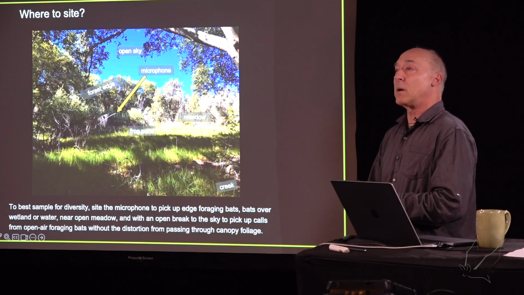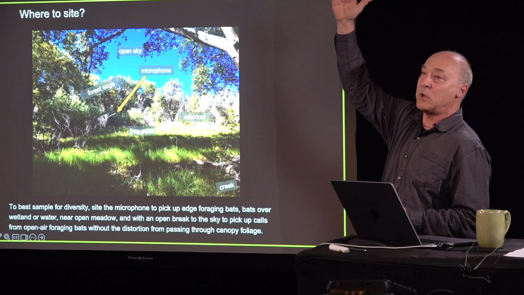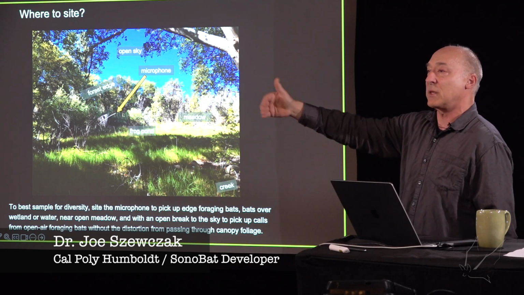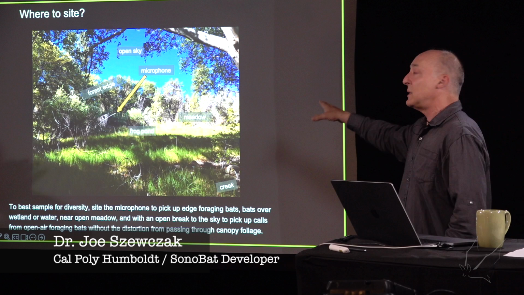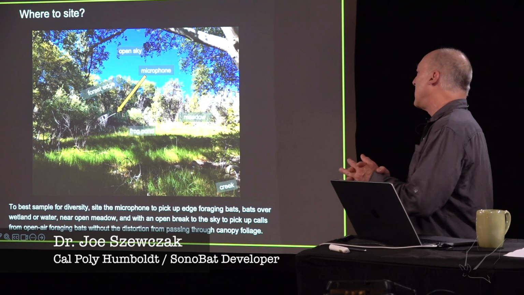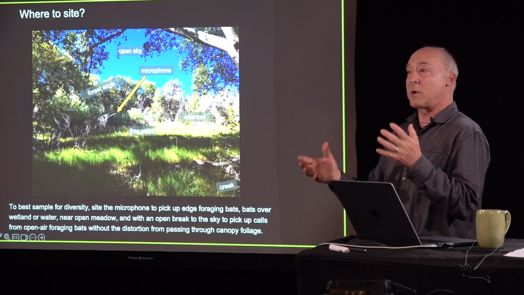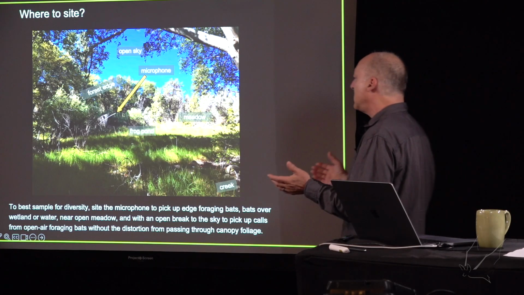Our bats have different ecological feeding niches. Some of them will be up in the open air. Some of them will be out in the open near the ground. We have a lot of species that like to forage along the edges of vegetation. And so if you go out to the area and wonder where to put your microphone, something that can represent and get a little bit of all those different strategy operations the bats are doing works well.